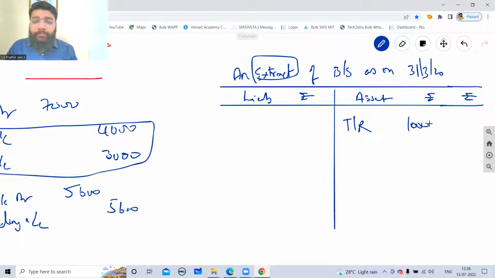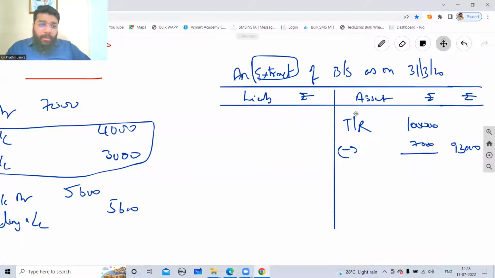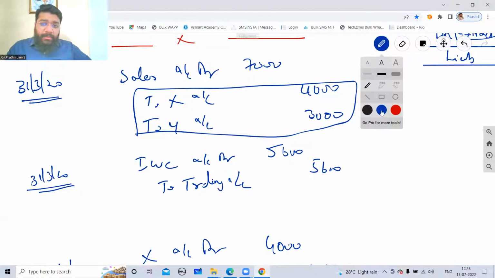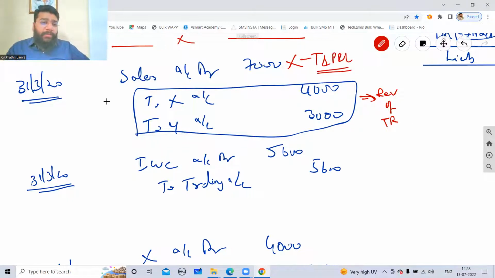rupees 1 lakh. In that you reversed 7,000. So what is the balance? 93,000. This I'll capture. So guys, this is nothing but reversal of trade receivable. Guys, this I will not capture in balance sheet because this will go to my trading and P&L. Okay. So this I'll not capture.